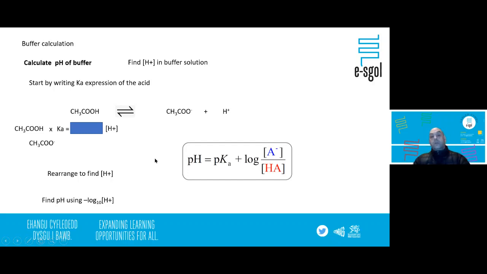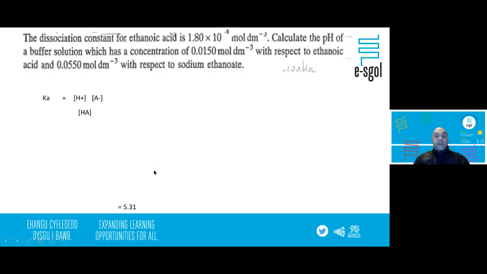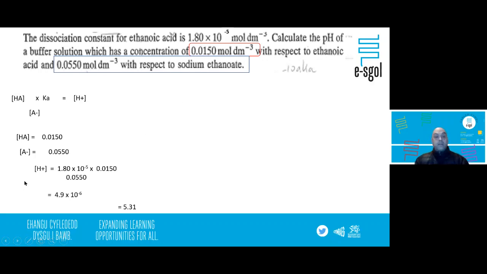Or you can use this expression here. This is like a quick way of doing it, although I prefer to just work out my H+ first of all by rearranging an expression. And you can see there, I've done a quick calculation for you. Okay, I've even done the rearrangement. And you can work out HA. The HA tells you 0.150. The A-, they're telling you all this in the question. It's all up here. So you've got those values, plug them in. That's your H+, work out your pH, job done.